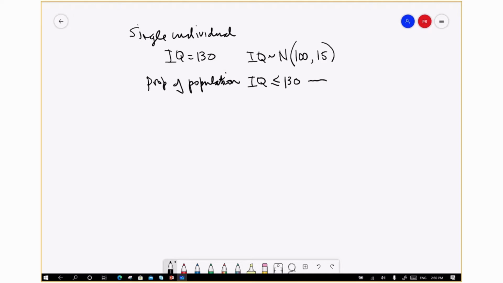We did a bunch of math, and we determined that about 98% of the population would have an IQ of less than 130. So that was the earlier example. Now what we're going to do is move on to drawing inferences about population means.